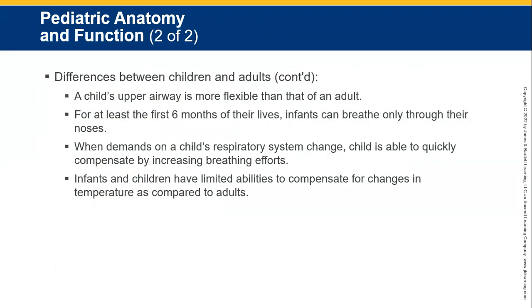Pediatric anatomy and function. The upper airway of a child is much more flexible than that of an adult. For at least the first 6 months of their lives, infants can only breathe through their noses. When demands on a child's respiratory system change, the child is able to quickly compensate by increasing breathing efforts. Infants and children have limited abilities to compensate for changes in temperature as compared to adults.